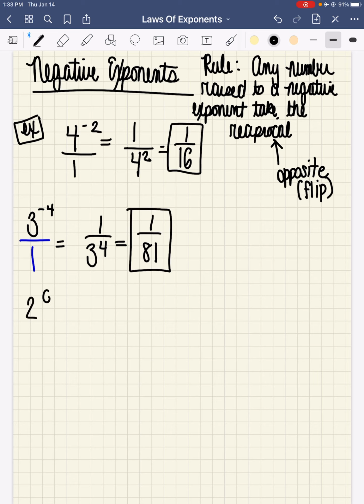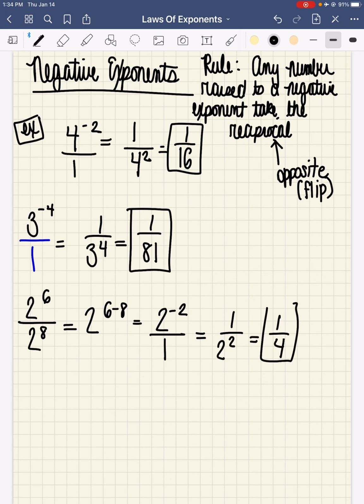Alright, here's 1. 2 to the 6th over 2 to the 8th. This is taking 2 rules again and applying them together. So this first I know is the quotient rule, so I'm going to do 6 minus 8, which is going to give me 2 to the negative 2. Again, if I wanted to write that as a fraction, I could put it over 1. So then to solve that as a negative, I'm going to flip. So I'm going to do 1 over 2 squared. 2 squared is 4, so my answer is 1/4.